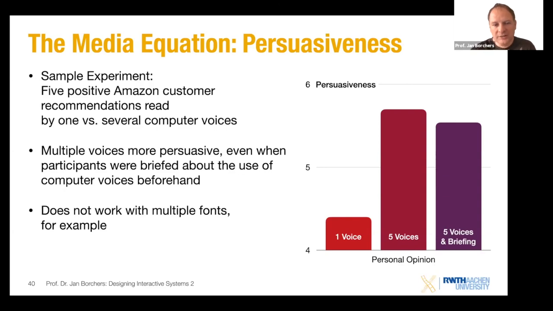You now play back computer synthesized voices to users, and this was experiments in the 90s, so we're not talking about 2020 Siri quality, right? This is actually voice synthesis that is still clearly distinguishable as artificial. You do the same experiment and you play back basically five Amazon reviews of a book, and you read them all with the same voice. It's like one person keeps telling you about that book, right?